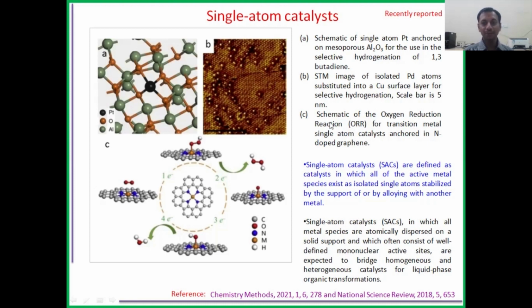And the last example is for the oxygen reduction reaction, for a transition metal single atom catalyst. Here the transition metal single atom catalyst is anchored on nitrogen doped graphene. So the support is nitrogen doped graphene and they put the transition metal. So this kind of single metal catalyst system is most important.